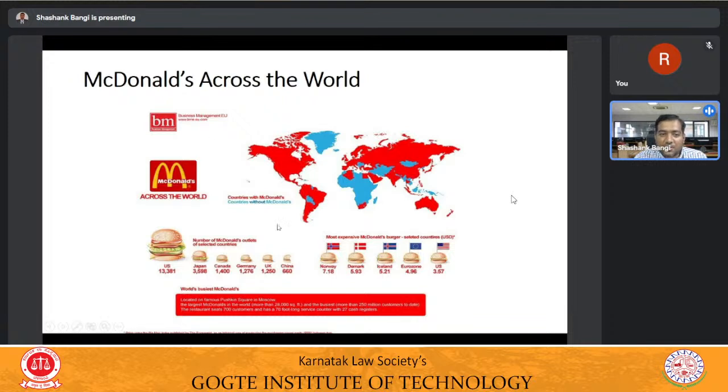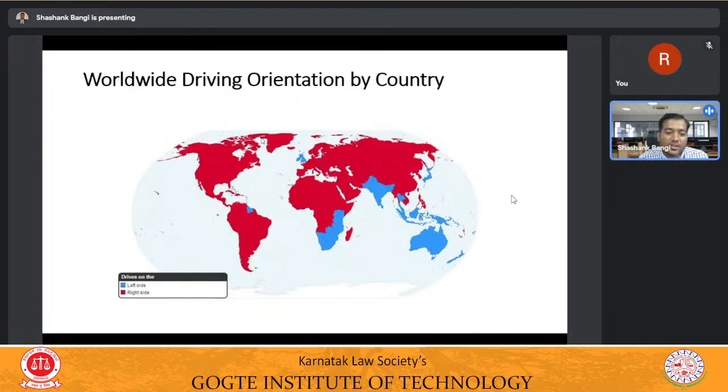Here you can see the distribution of McDonald's stores across the world. By looking at the picture, you will get the entire idea of the whole world. So that is the main intention of this technology. Here also you can see one more example, such as worldwide driving orientation by country. By looking at the image, we get to know which countries are using left side orientation and which countries are using right side orientation. So instead of mentioning the data in the form of a table, we can present it in the form of a picture so that anyone can understand it easily.